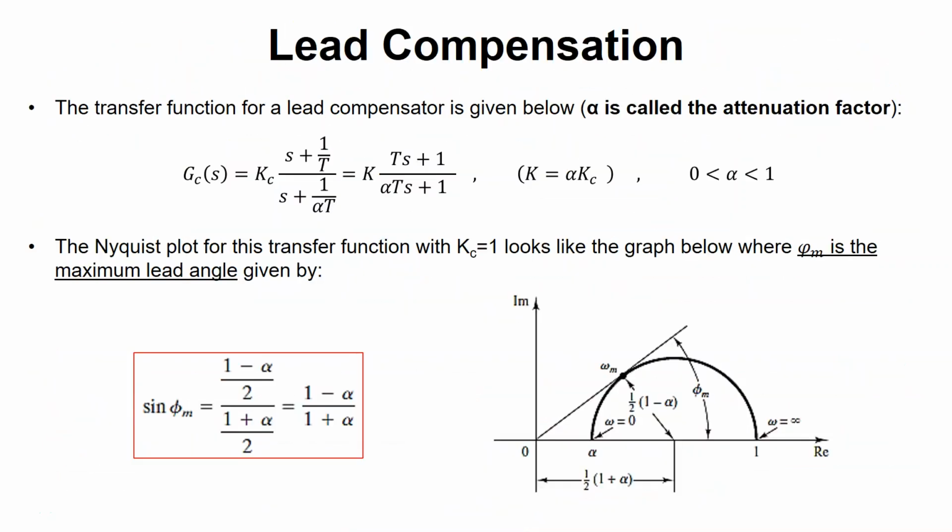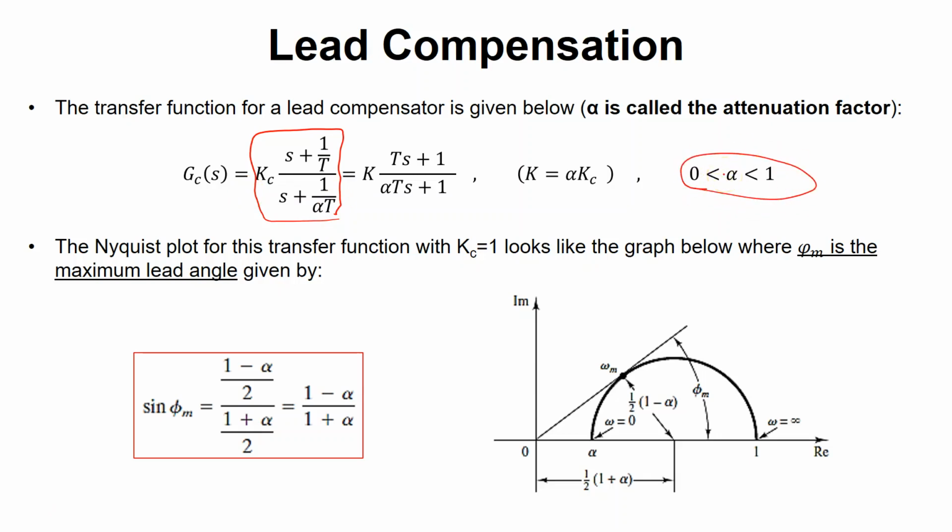So first, let's look at the lead compensator. What does a lead compensator do? Just like the same thing that we had in the root locus method, the transfer function for a lead compensator is just like what we had in chapter 6. It has a gain, it has a zero, and it has a pole. The zero is at -1/T, and the pole is at -1/(alpha times T). And the gain is called Kc. Alpha is a number that is less than 1.